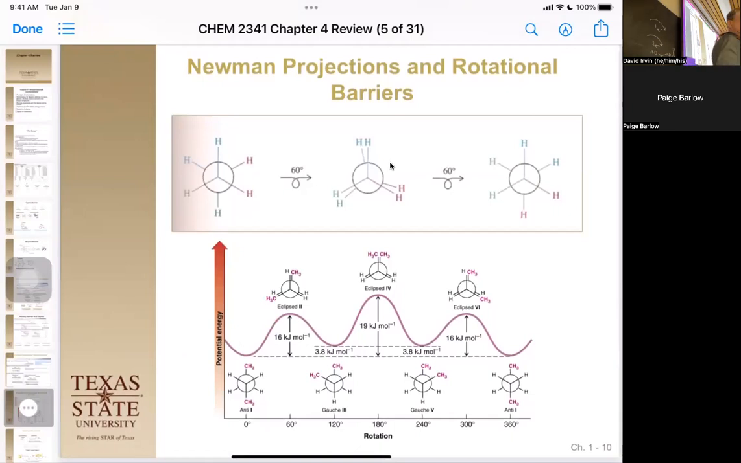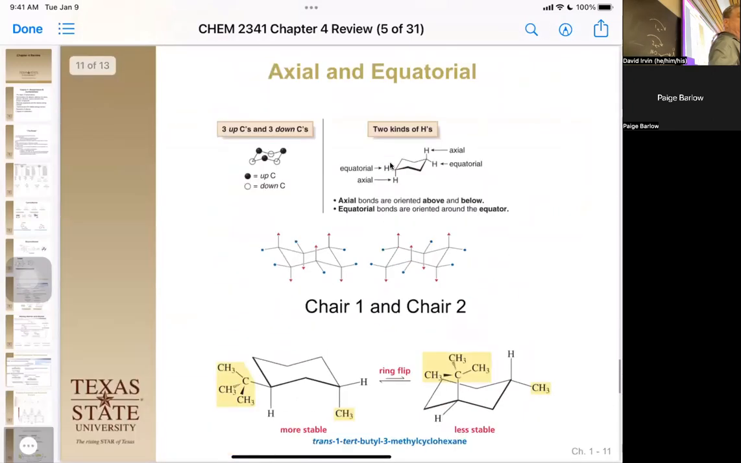And the relative energy barriers there. Think about it. If you have the two biggest groups eclipsed, that's going to be the highest energy. Two groups anti, that's going to be the lowest energy. And gauche is somewhere in between. Okay, then we talk about cyclohexanes.